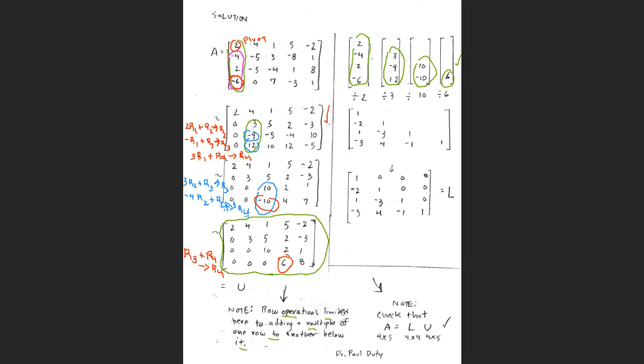So now we do the same thing. We want a lower unit triangular matrix, right? We want a lower unit triangular matrix.